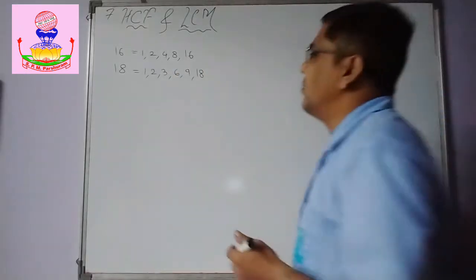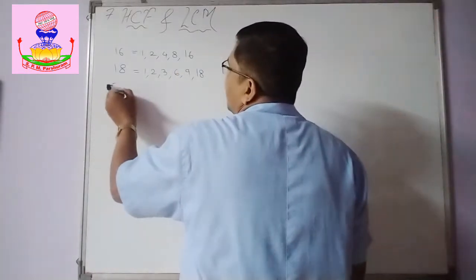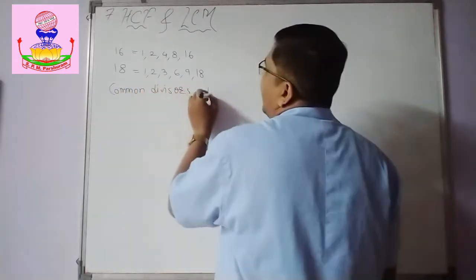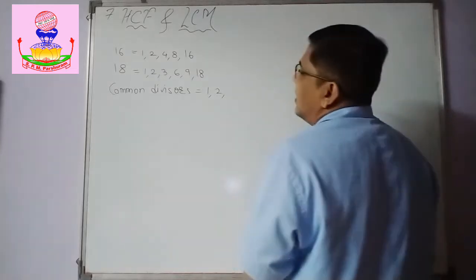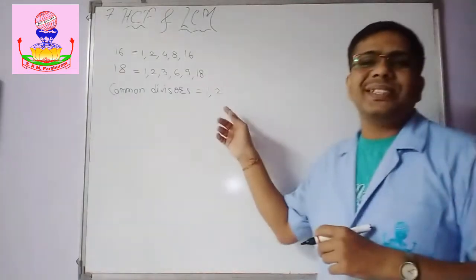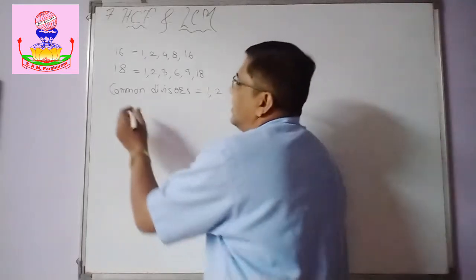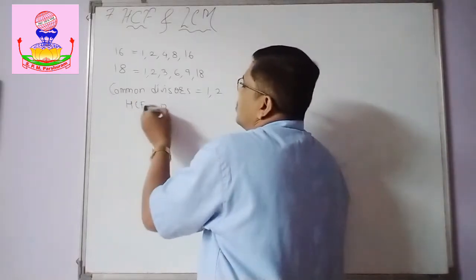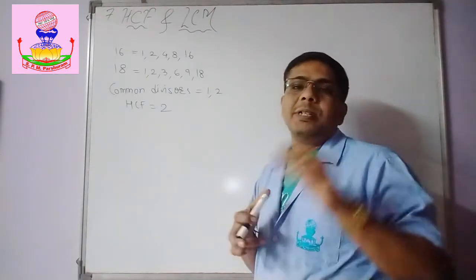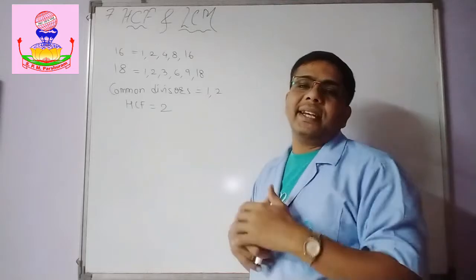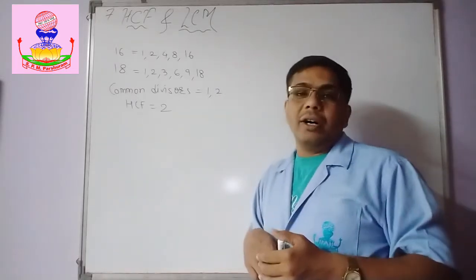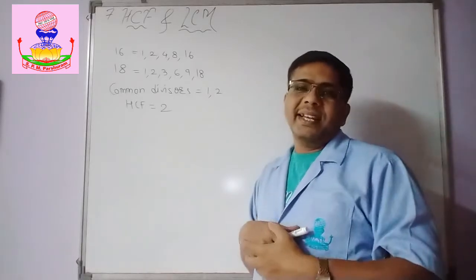So what are the common divisors? Now common divisors are 1, 2, only two of them. Now which is the greatest one from them? 2 is the greatest, and hence HCF is 2. So what is HCF? That is, from the common factors, the factor which is greatest is called the GCD, greatest common divisor, or highest common factor, HCF.